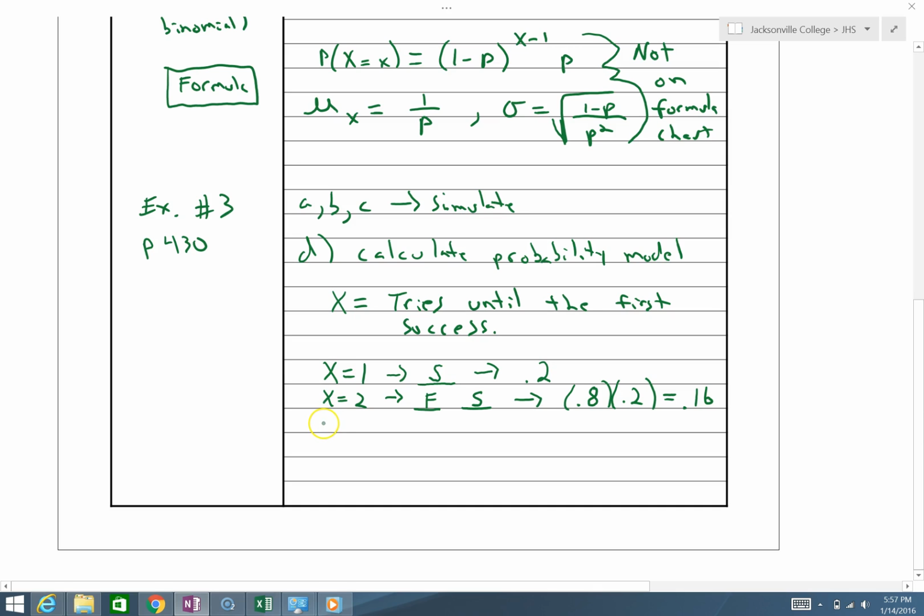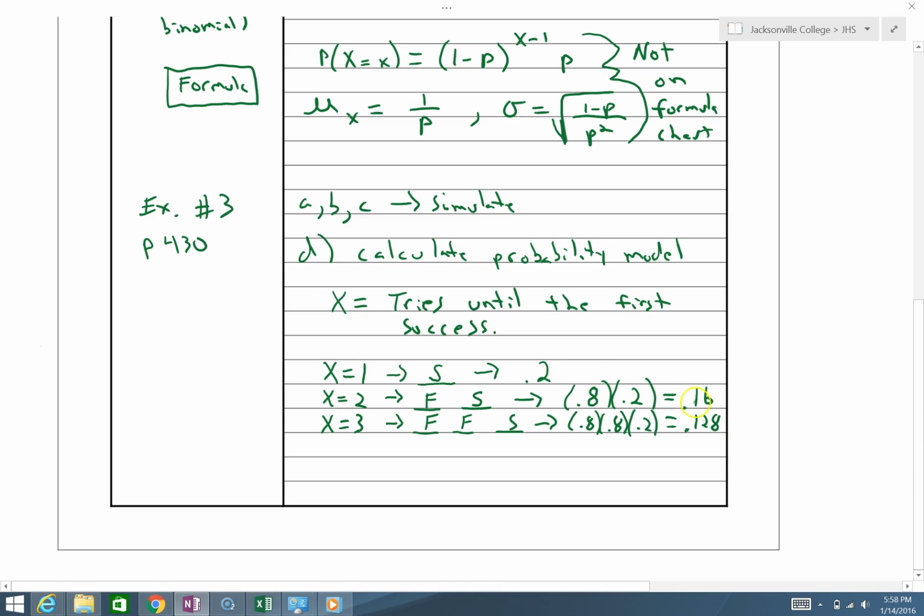Let's look at the event X is 3. We're saying the very first success occurs on the third try. So now I have 3 blanks. We're saying it's going to be a fail, a fail, then a success. Well, these 2 fails are both 0.8. And this success is 0.2. And this product is 0.128.